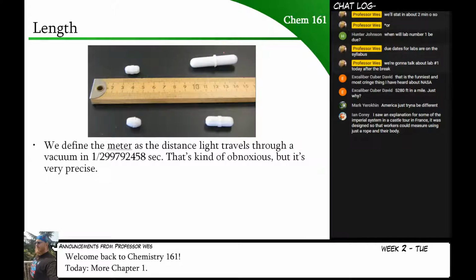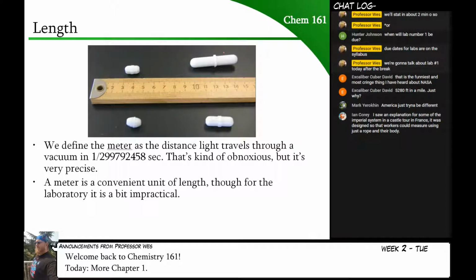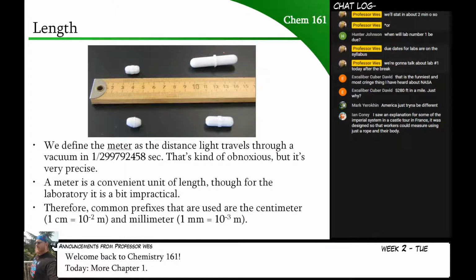All right, let's talk about length, just in more detail. A meter is defined as the amount of distance light travels in this amount of time. 299792458 to the negative 1 seconds. That is such a silly thing, but we wanted to define length on a physical constant.